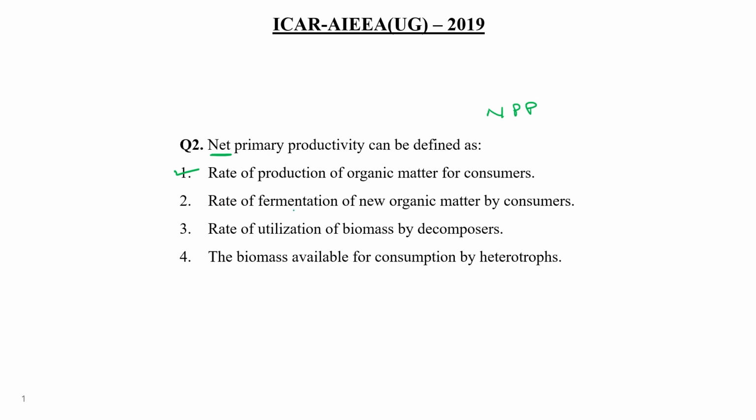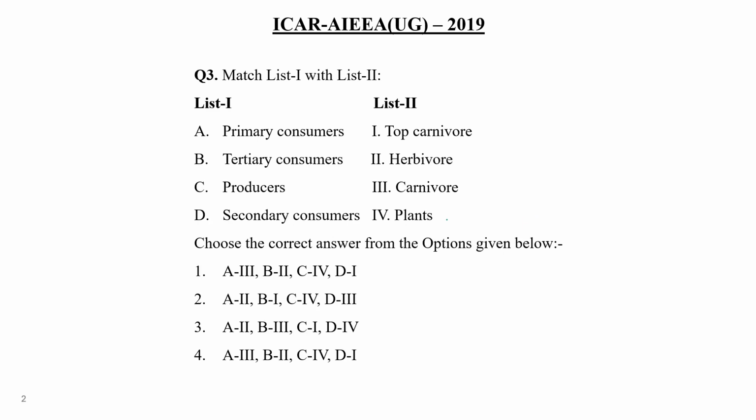While what is written in second choice, rate of fermentation, is it related to fermentation? No. Rate of utilization of biomass by decomposers, is it related to decomposers? No. The biomass available for consumption by heterotrophs. Yes, but this statement tells us only the biomass available, not about the rate. But this is related to the rate, with time. So rate of production of organic matter for consumer, choice number 1 would be the correct answer. Clear?